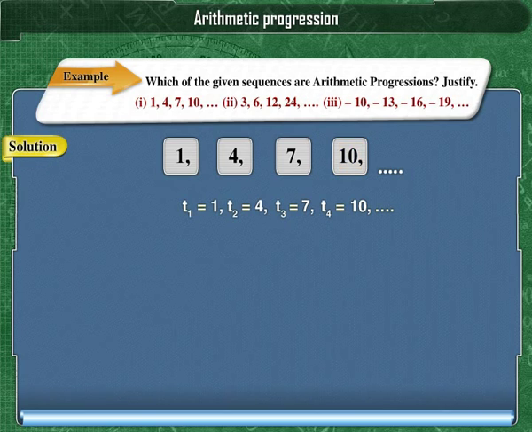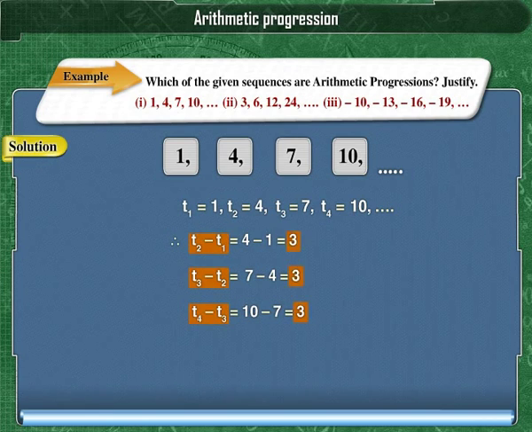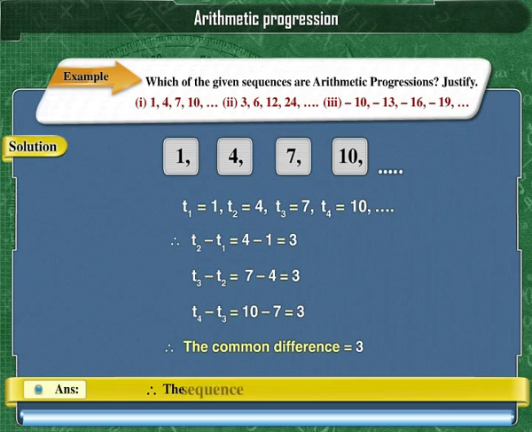What is T2 minus T1? T2 minus T1 is 4 minus 1, which is equal to 3. What is T3 minus T2? T3 minus T2 is 7 minus 4, which is equal to 3. What is T4 minus T3? T4 minus T3 is 10 minus 7, which is equal to 3. Here, the difference between any two consecutive terms is the same. This means the common difference is 3. Therefore, the sequence 1, 4, 7, 10, and so on is an AP.